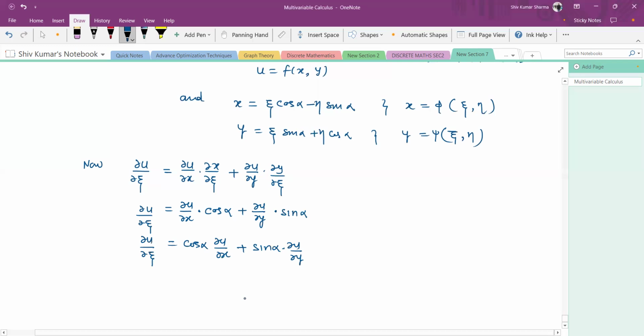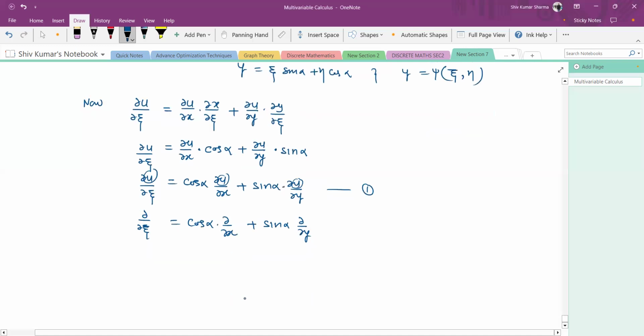Now we use one rule here: the dependent variable here is u on both sides. So we can write ∂/∂ξ is equal to cos α ∂/∂x plus sin α ∂/∂y. Here we eliminate the dependent variable from both sides, so this gives us this condition.